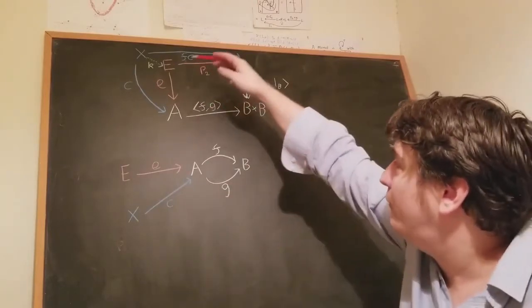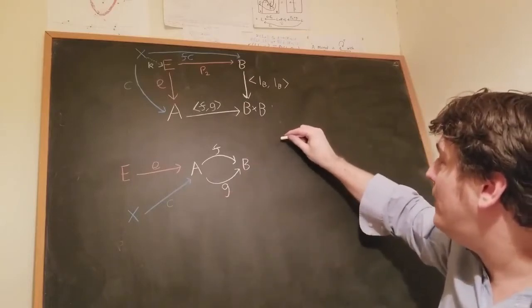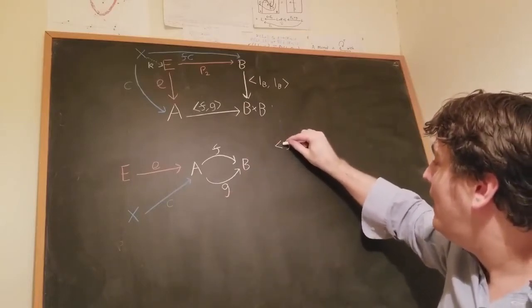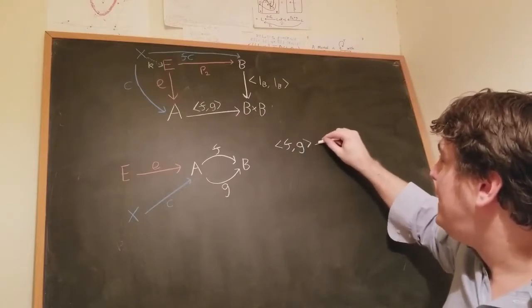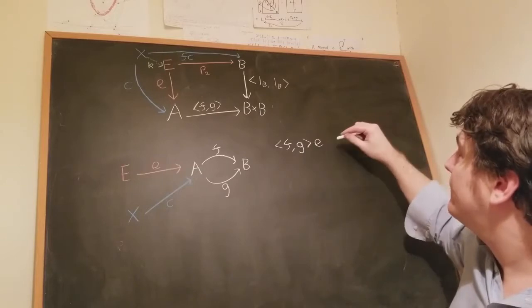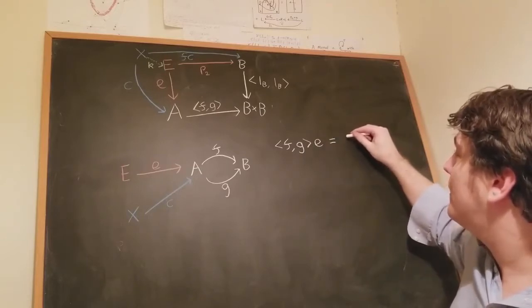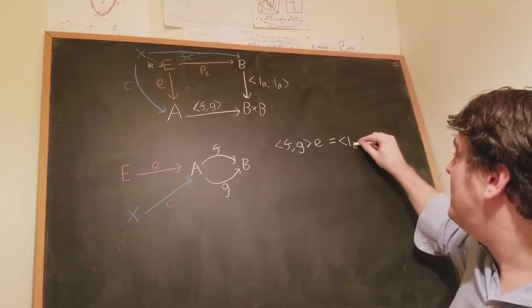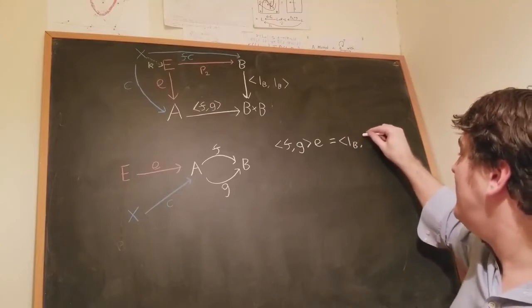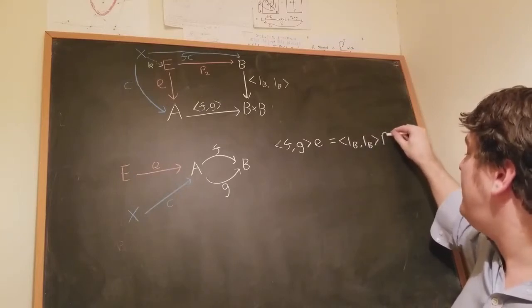So because this is a pullback, one thing that we're going to have is that the pair F, G after E is going to be equal to the pair identity B, identity B after P2.